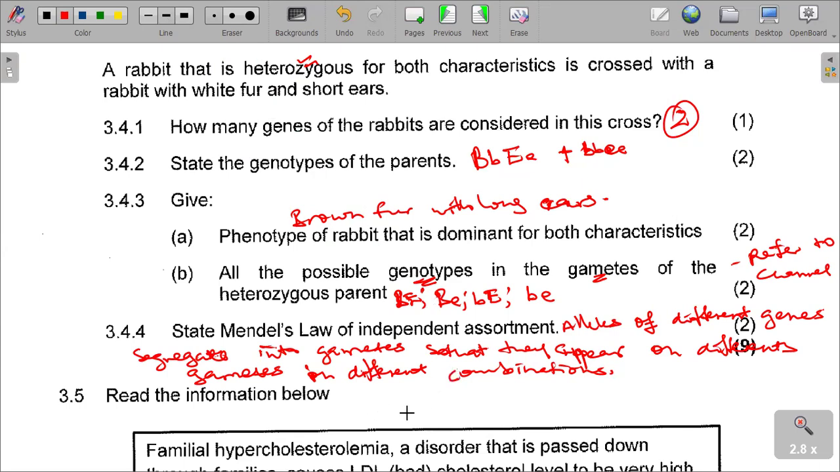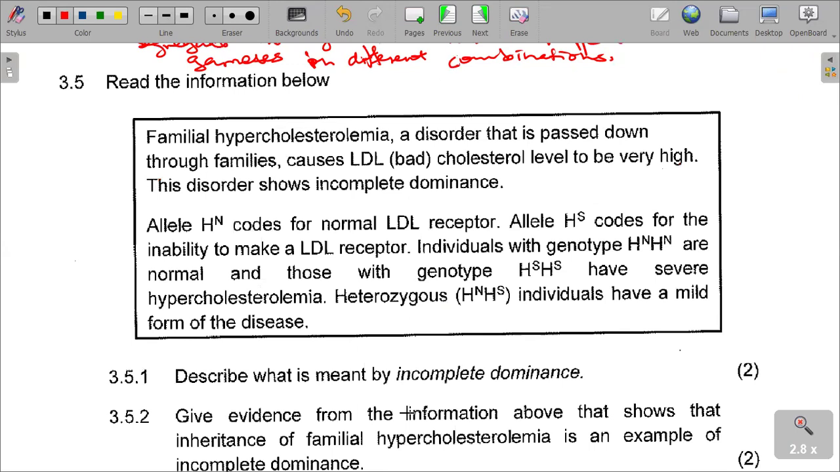And then just quickly move on. Familial hypercholesterolemia is a disorder that is passed down through families, caused by very high LDL, bad cholesterol levels. This disorder shows incomplete dominance, and it is given by the following codes. So the question is saying, describe what is meant by incomplete dominance. What is meant by incomplete dominance?